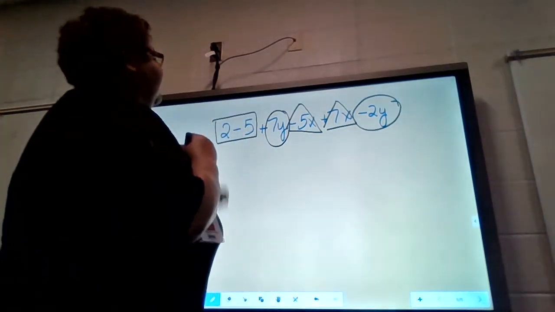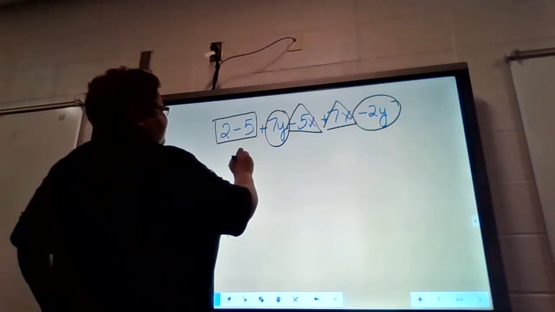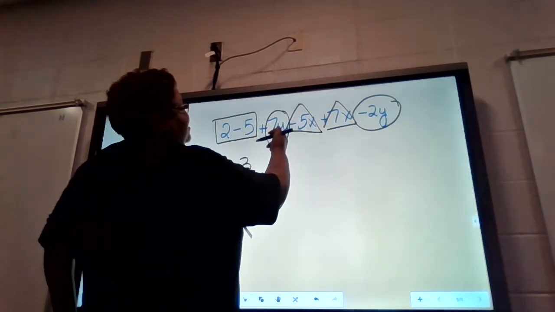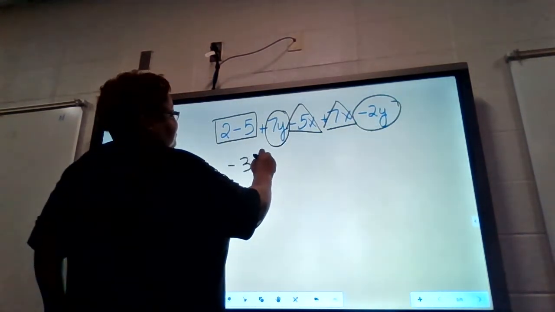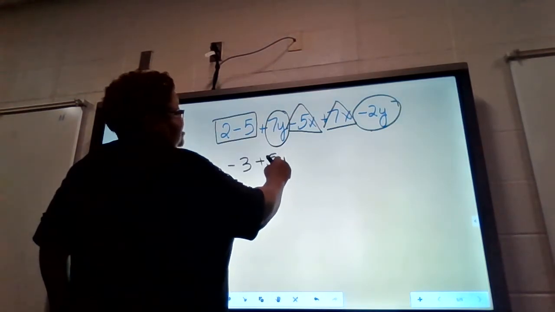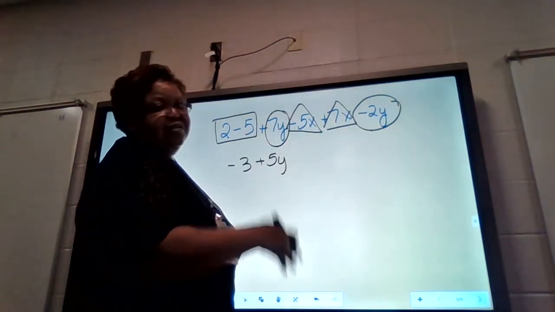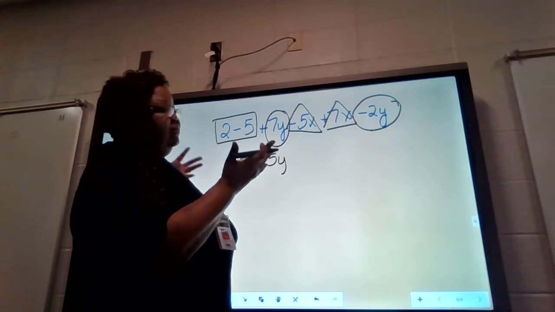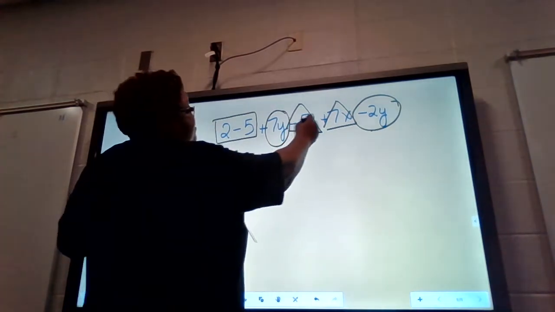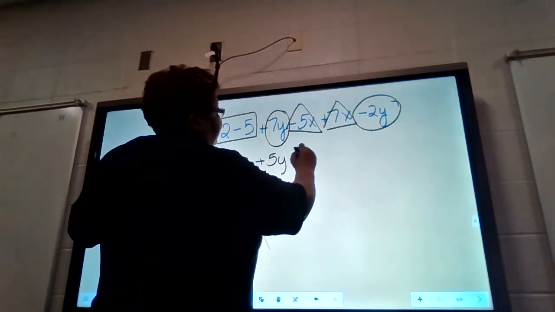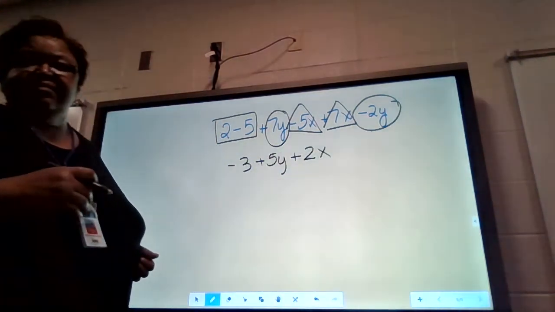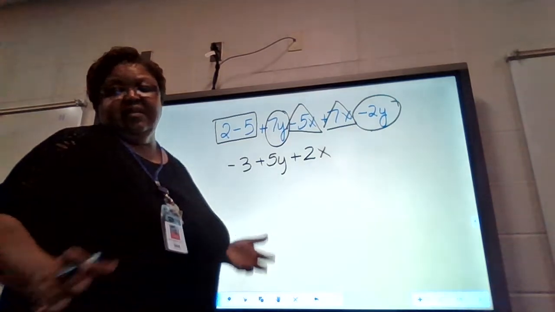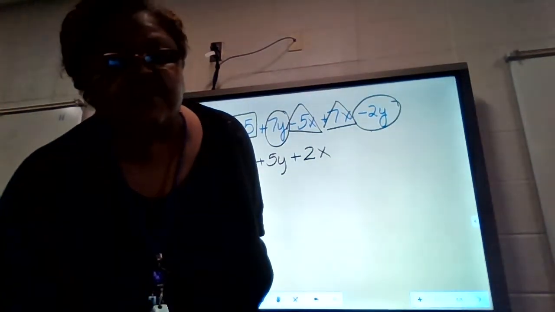Now let's combine. 2 minus 5 is a negative 3. Let's combine my circles. 7y minus 2y is 5y. So it's like 7 apples minus 2 apples is 5 apples. So don't get confused over the variables. Negative 5x plus 7x is a positive 2x. So we just combined those like terms.